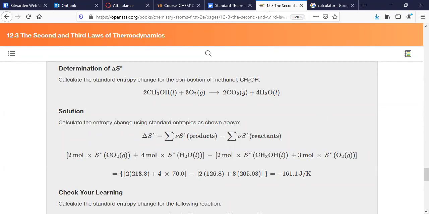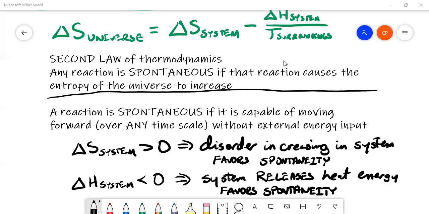The other thing that I want to commend your attention to is that this is a story that involves the delta S of the system, delta H of the system, and the temperature of the surroundings. If the temperature of the surroundings and the temperature of the system are the same, the system and surroundings are at thermal equilibrium, then I can use this particular statement to describe another quantity.